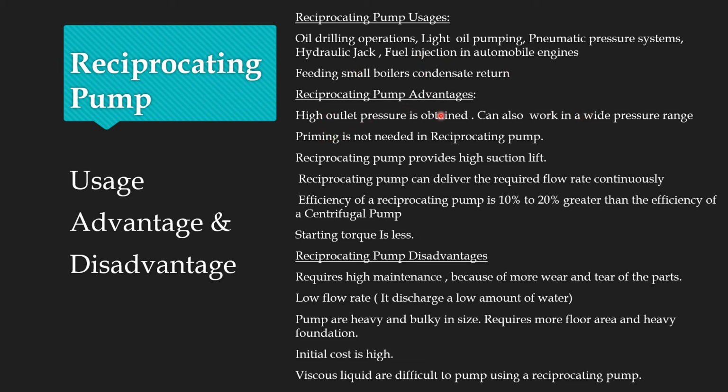Reciprocating pump advantages are that high outlet pressure is obtained, and it can work in a wide pressure range. Priming is not required in the reciprocating pump. It provides a high suction lift. It can deliver the required flow rate continuously. The efficiency of the reciprocating pump is 10 to 20% greater than the efficiency of a centrifugal pump. Starting torque is less compared to the centrifugal pump.